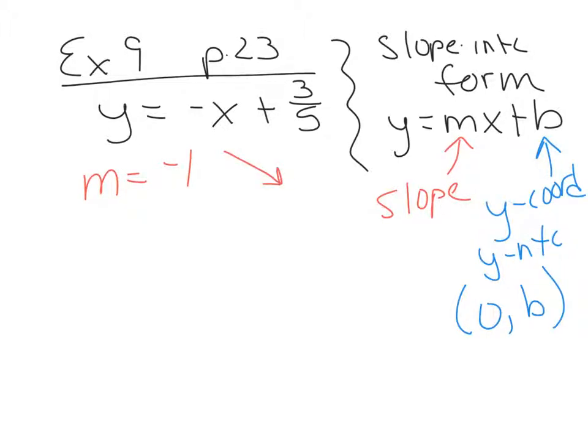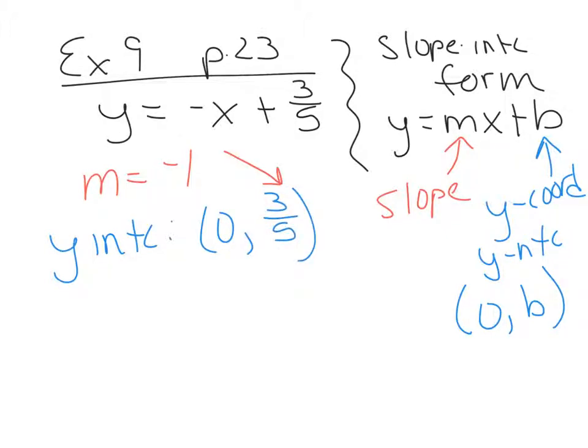The y-intercept, let's use blue for the y-intercept here. The y-intercept always has a 0 for x, but then you can find the y-coordinate is this constant right here. So the y-coordinate here is 3/5.